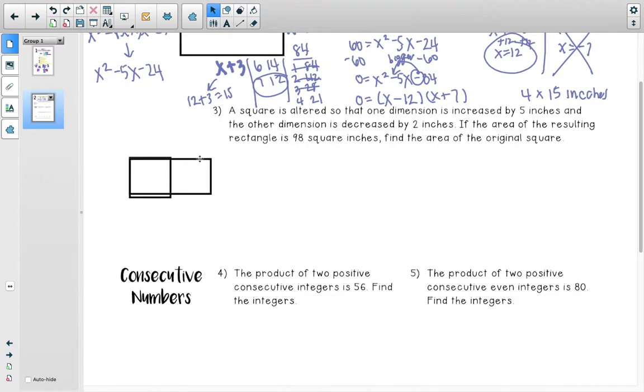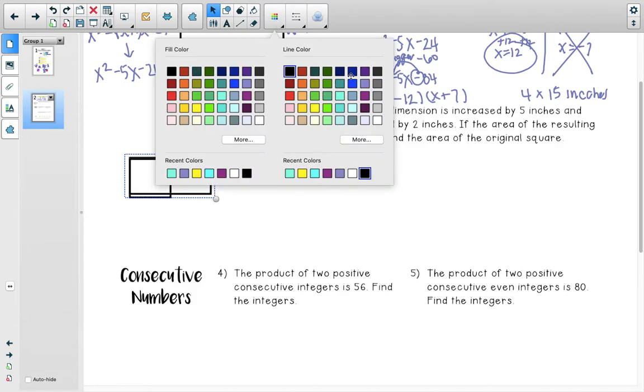I wonder if I can change that color. No, that doesn't seem fun. No, I'm just not feeling these colors. Oh, whatever. Let's just go with that green.